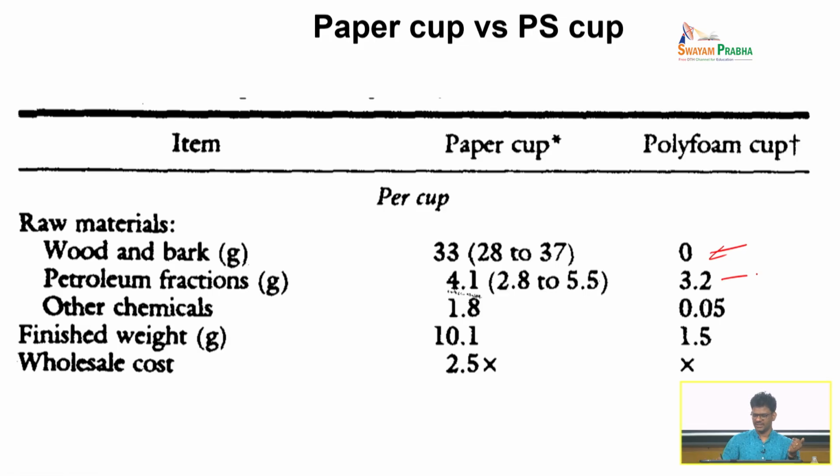Whereas if you come to this polystyrene foam, wood is not required, of course. It's not a renewable material, it comes from oil and gas. So you use about 3.2 grams of oil and gas, and other chemicals like I said, aluminum chloride, acids and bases and all that. But if you think about the weight of this plastic foam, it's about 1.5 grams only, because it is very low density. So you can create the cup with a very small amount of volume.